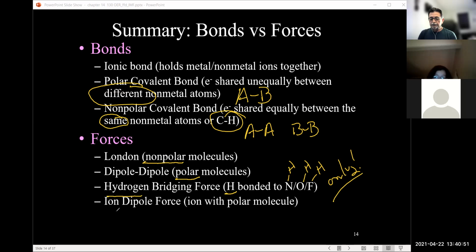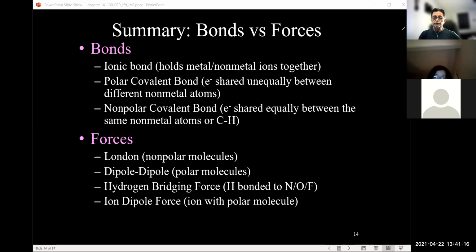And then we have finally the ion dipole force. It is a specific ion, which comes from an ionic compound, and a polar molecule as a solvent. And like I stated, the majority of the time, we're dealing with H2O, water. Okay? All right. So let's continue here.